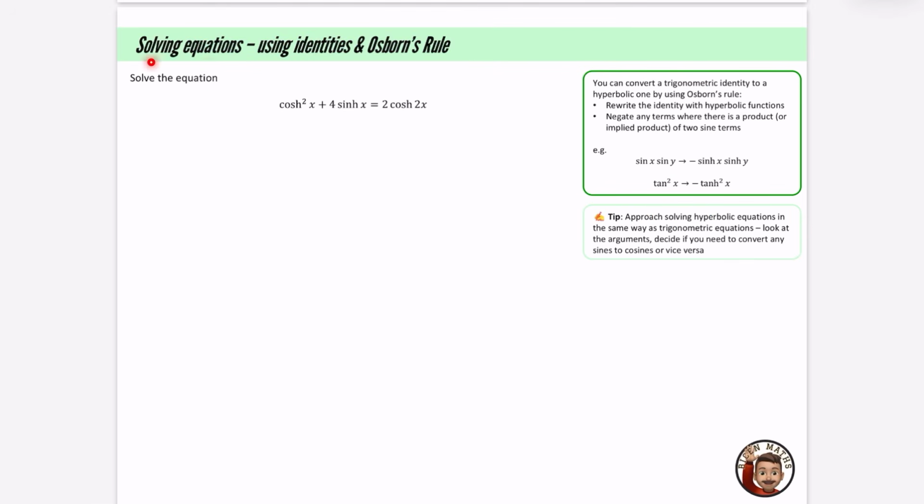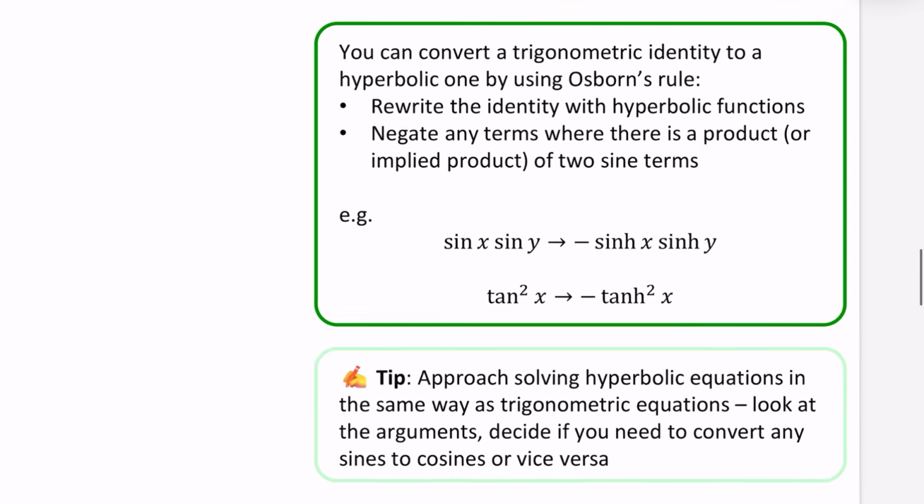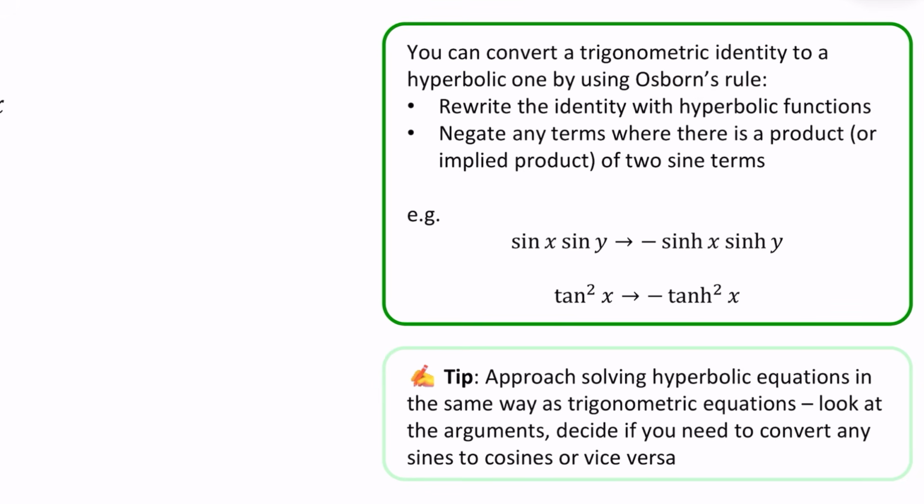Okay, next up we look at solving equations using identities, but also using Osborn's rule as well. So we have this kind of equation we're going to try and solve, and if you imagine it wasn't hyperbolic and it was just normal trigonometry, you pretty much know what you need to do. You need to use lots of different identities to try and get this into something we can solve. But we're going to make sure that our identities are slightly adapted, and we can use the adaptation of something called Osborn's rule.